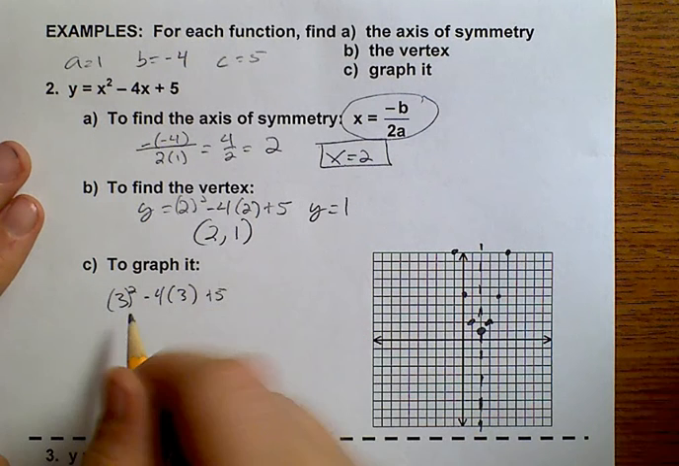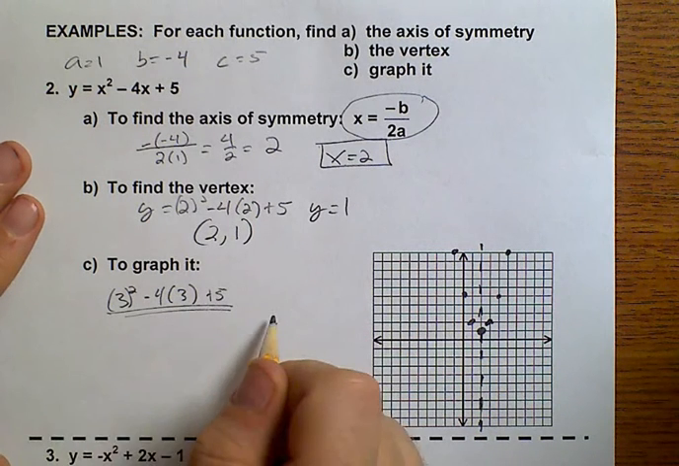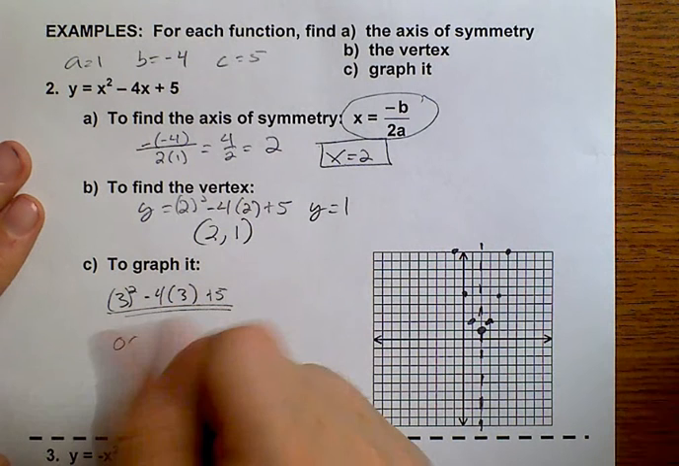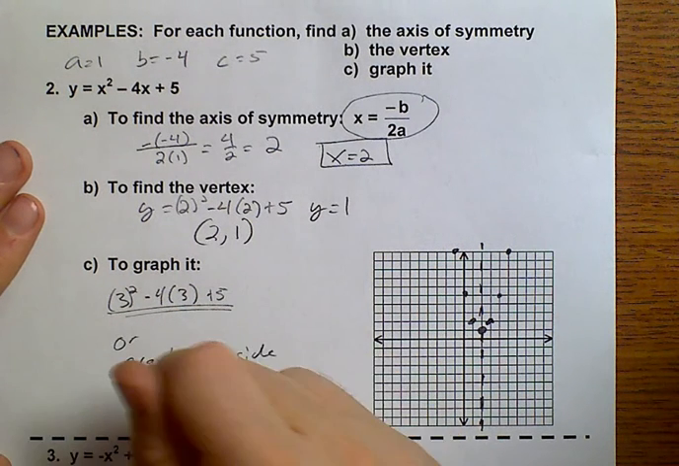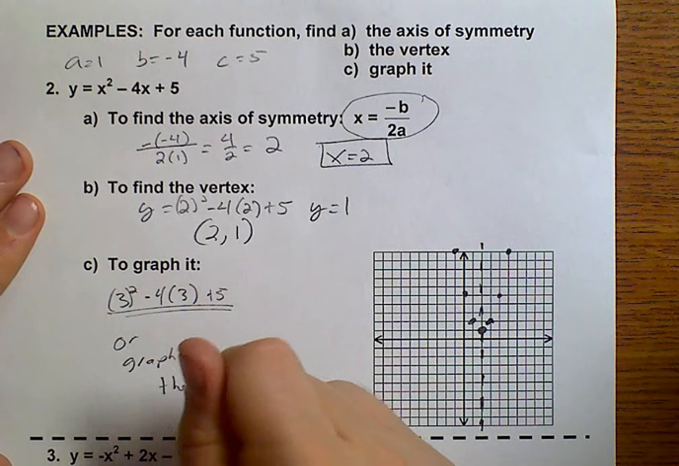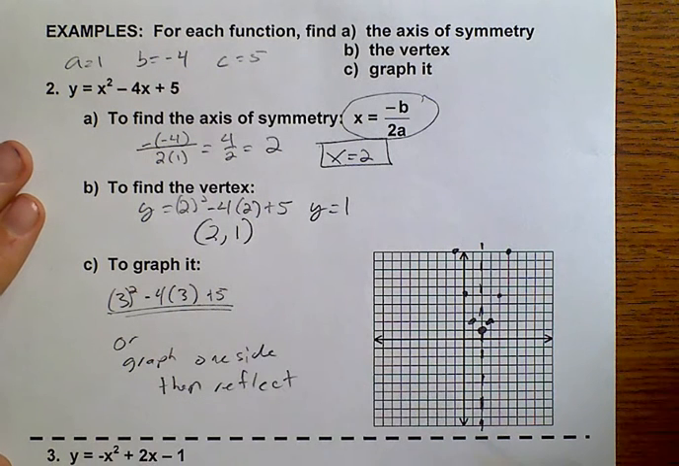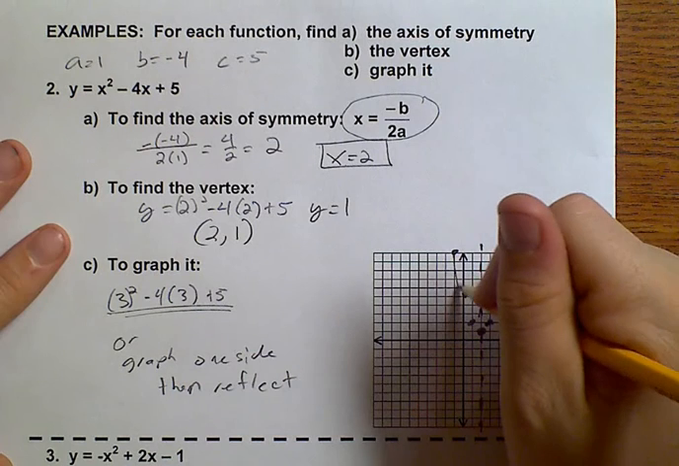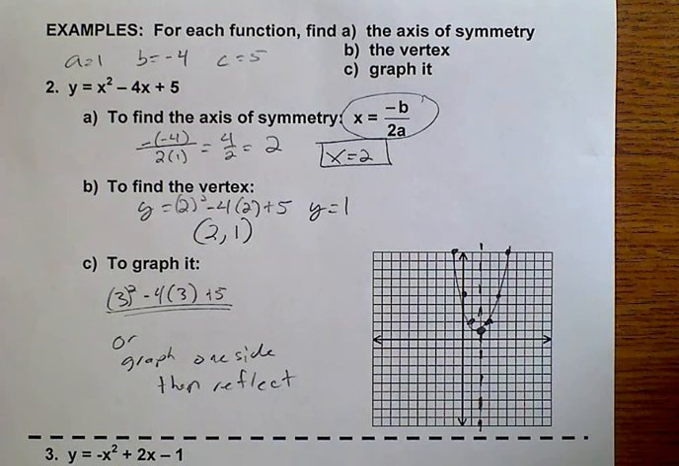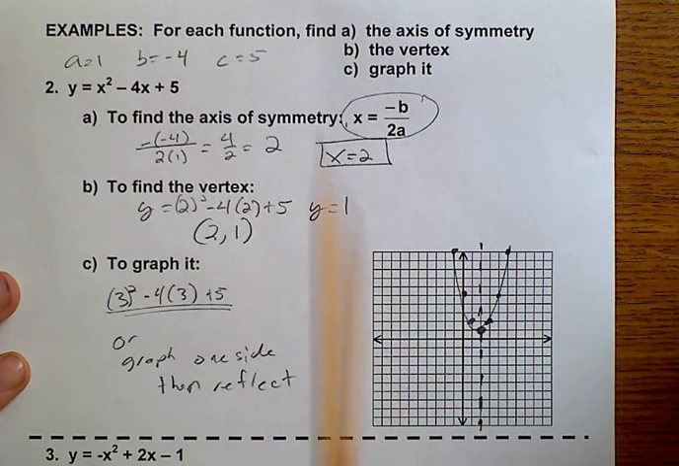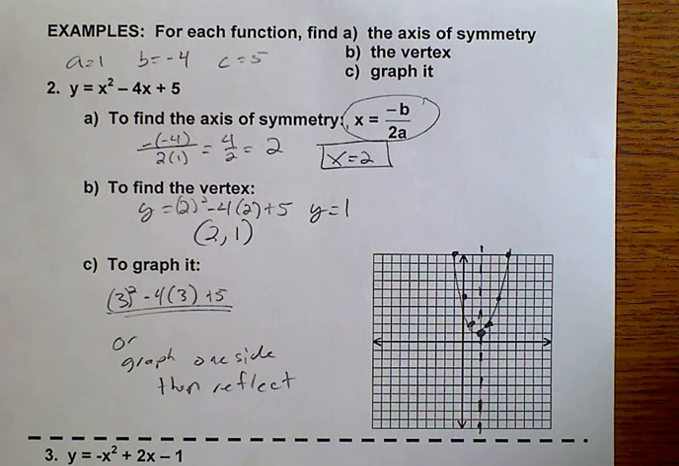So I can either do this to find all my points, or graph one side, then reflect it. Your calculator will be very helpful for this. However, I do want to see your work to find the axis of symmetry and the vertex. I want to see this work on your paper.